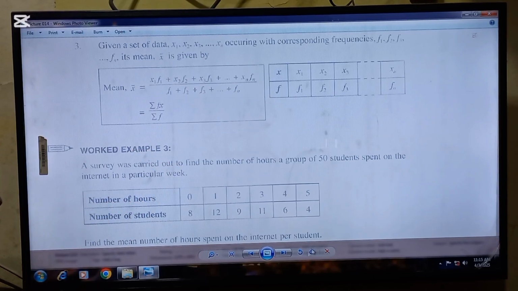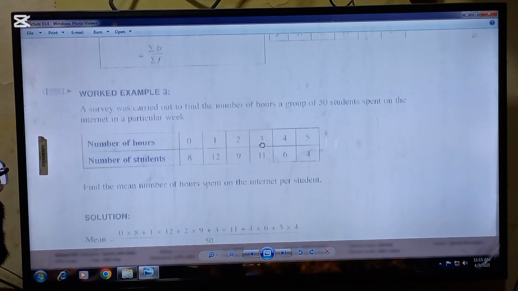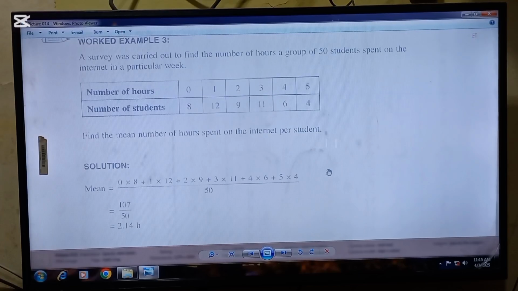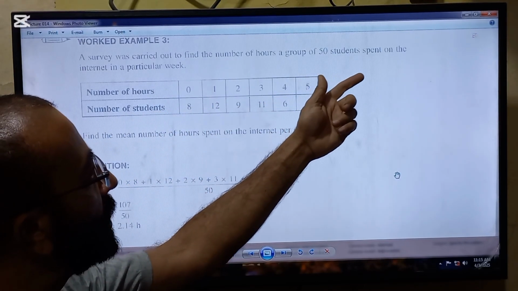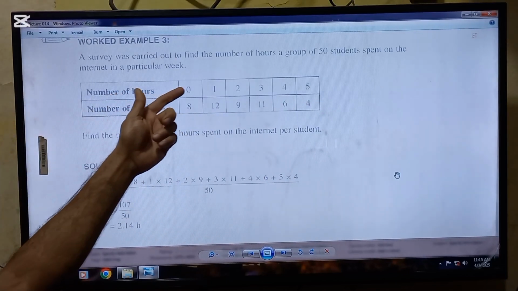So here is a question to explain this kind of question. A survey was carried out to find the number of hours a group of 50 students spent on the internet in a particular week.